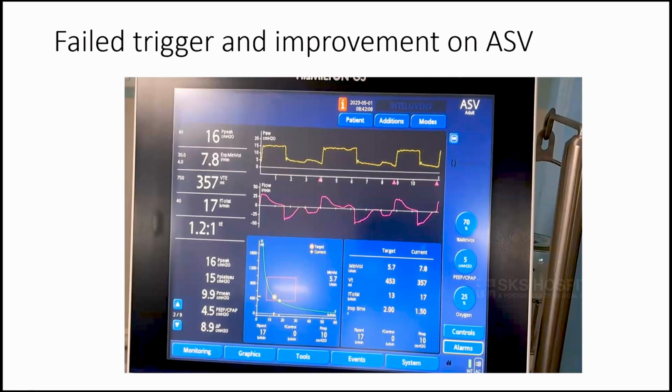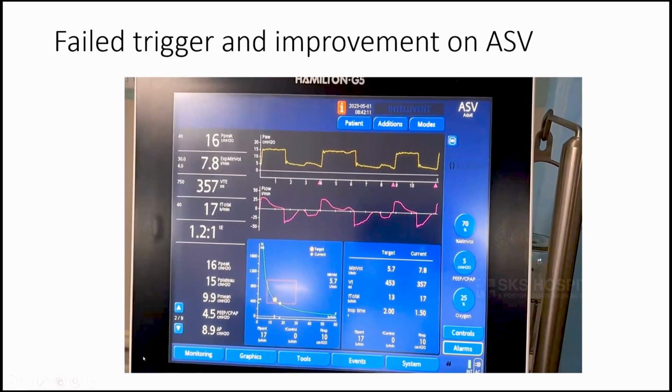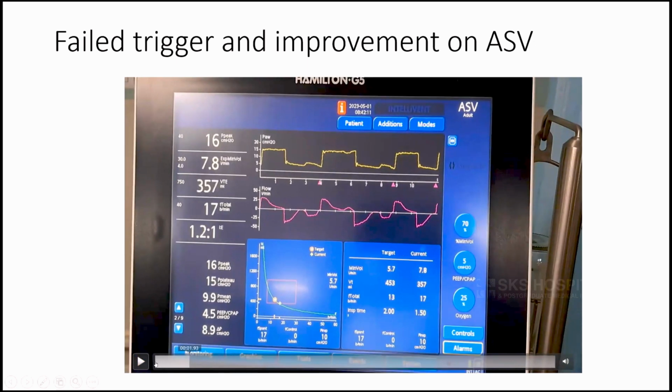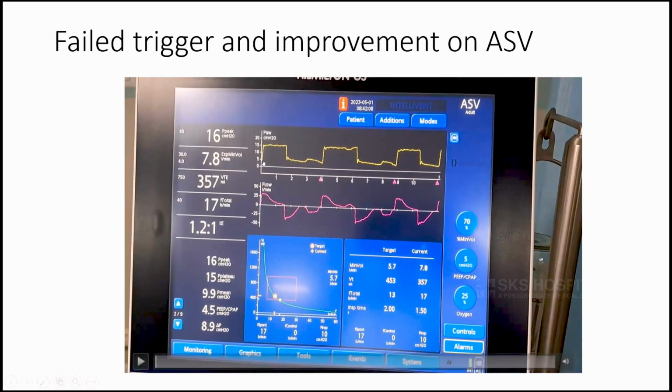I'll run this video. I'll bring it back a bit. Here, if you see this graph, there is a breath delivered, and you can see the patient is actually making another attempt towards the end of the breath, and here is attempting again. As I said, any upward deflection is suggestive that the patient is actually taking a breath. So there is an upward deflection, but he's not able to trigger. So this is again a failed trigger.